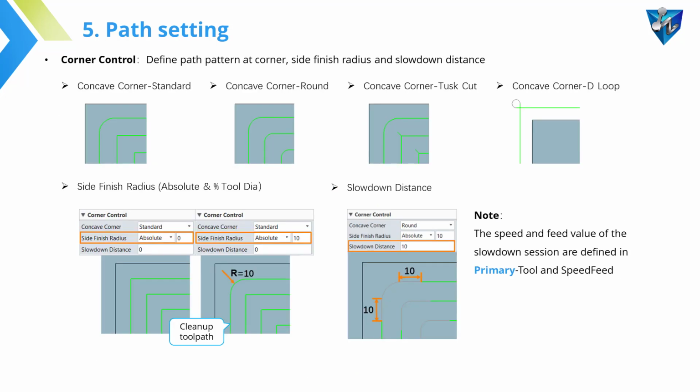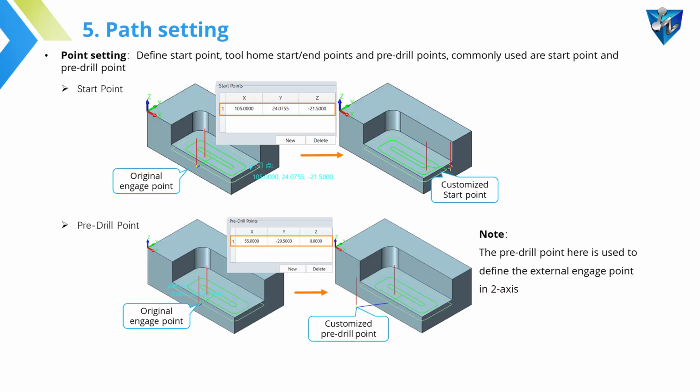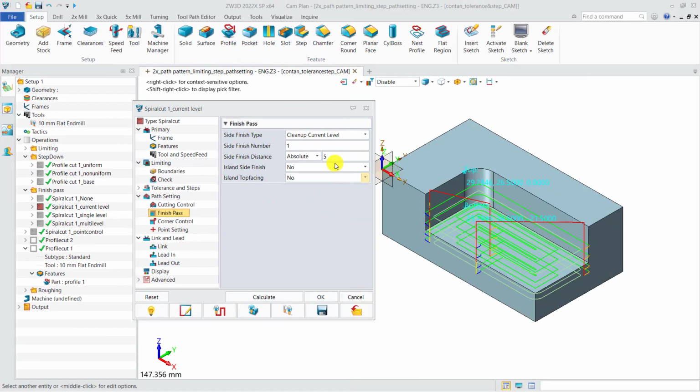Next one is corner control. It's used to define path pattern at corners, side finish radius, and slowdown distance. Here list 4 types of path patterns at corners, radius of cleanup toolpath, and the slowdown distance before the arc. This is the last part of path setting, point setting, is to define the start point, tool home start or end points, and preview points. Commonly used are start point and preview point. Now we go back to ZW3D.